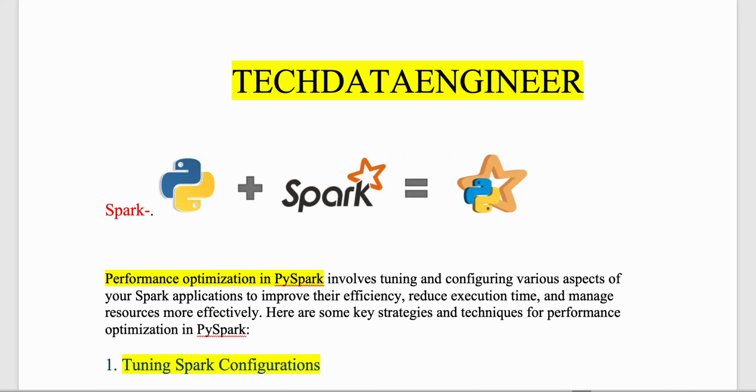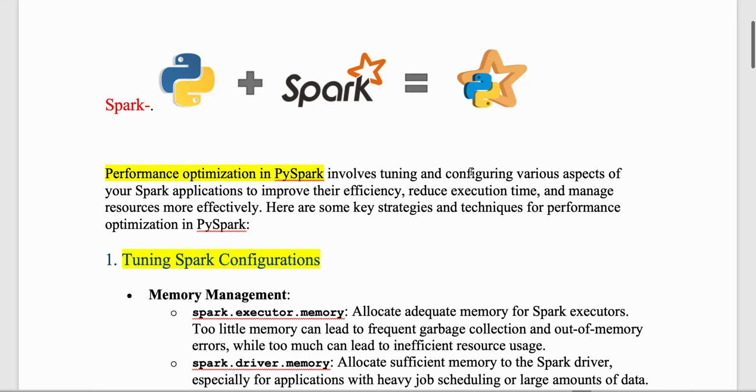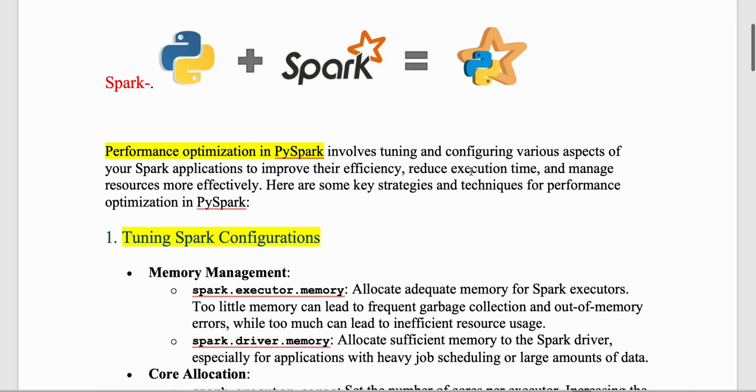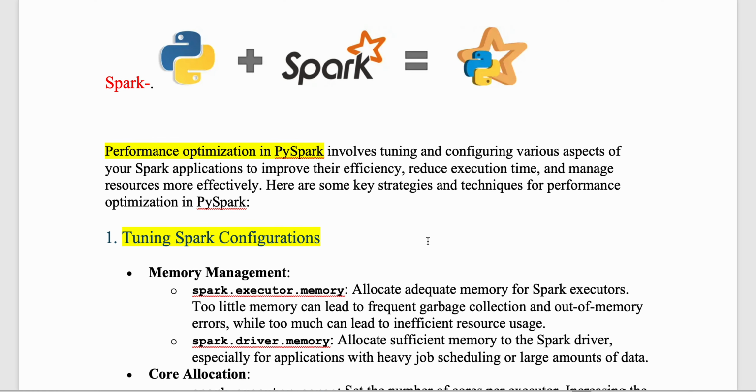First thing is tuning the Spark configurations. Under tuning Spark configuration, we have memory management. Memory management is where you have to define your executor memory. Suppose in your spark-submit command you are defining two executors, then what is the executor memory? It is the allocation of adequate memory for the Spark executor.